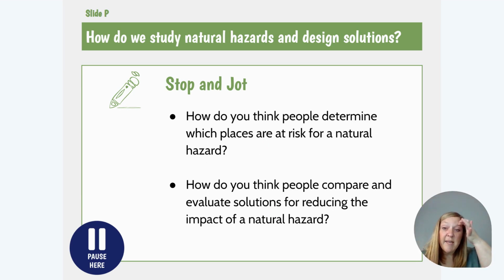Okay, so find a new space in your notebook and go ahead and copy down these questions that are on this slide. So the first question says, how do you think people determine which places are at risk for a natural hazard? And then how do you think people compare and evaluate solutions for reducing the impact of a natural hazard? So take a couple of minutes to jot down those questions and then consider them and answer them in your notebook. So pause the video here as you answer the questions in your notebook, and then when you're ready to continue, just press play.